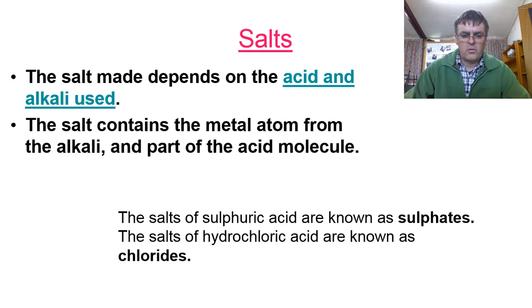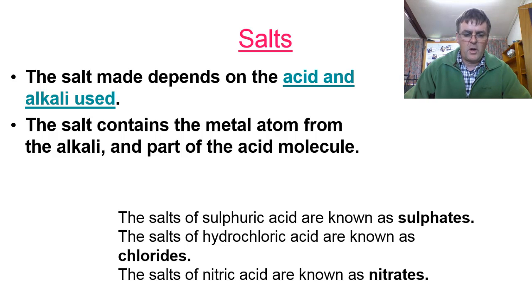The example before shows sodium hydroxide being added to hydrochloric acid, and I got sodium chloride. If I added it to nitric acid, I'd get sodium nitrate. So it depends what acid we're using. And these are the three common lab acids. Sulfuric acid gives you sulfates, hydrochloric acid gives you chlorides, nitric acid gives you nitrates.